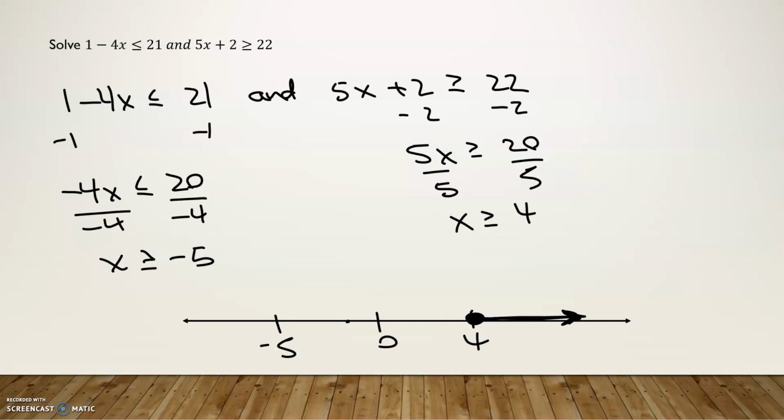Now set builder notation: x such that x is greater than or equal to 4. Or we could say, actually we wouldn't have a parentheses, we would have a bracket because we are including that 4, and we're going out to positive infinity. And remember, positive and negative infinity always have a parentheses. So that would be your final answer for this particular problem.